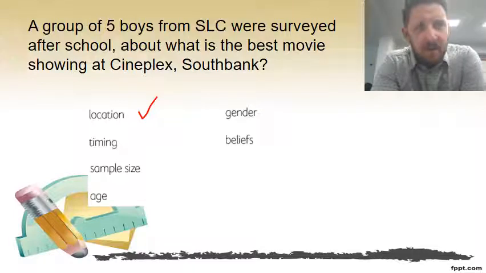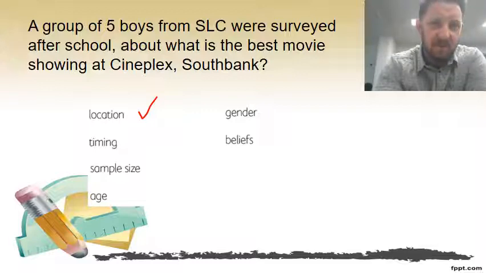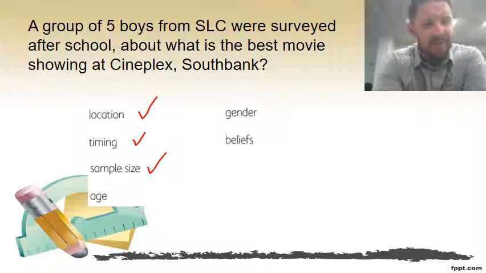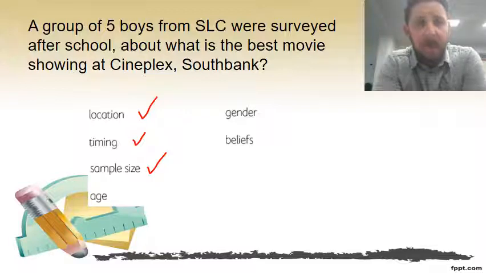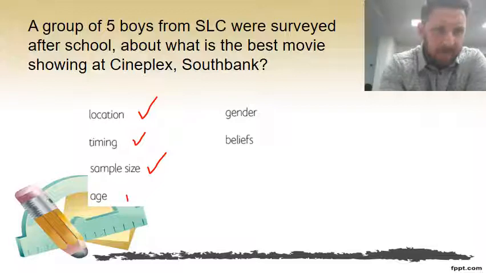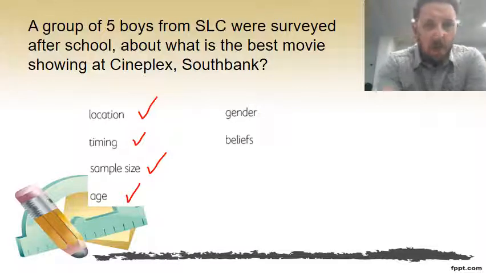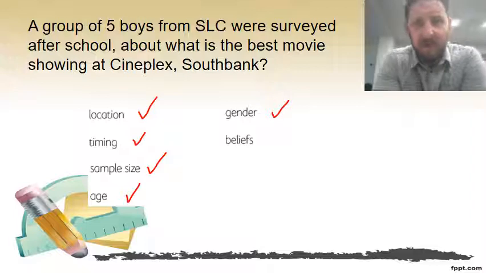Its timing. They only asked people after school. So we know that the people that they're going to probably survey will be just students because it's just after school. The sample size of 5, so we know that that's not enough people to really get a good reflection of what people think. Age, well, they're all school-aged, so we have to tick that one because there's no adults asked, or there's no younger students asked, or younger kids asked. Gender, only boys, so we wouldn't get any reflection from the female community. Beliefs, I don't think that there's anything there of bias about beliefs, however.